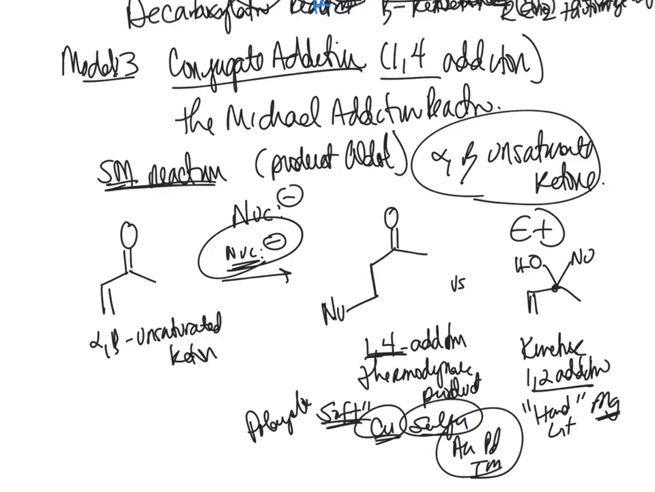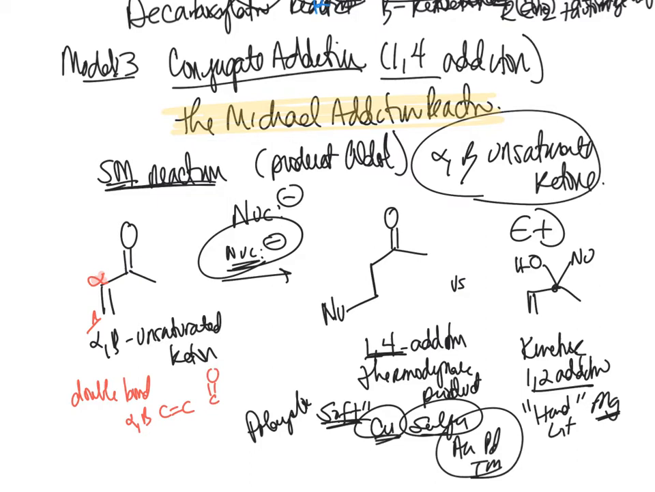All right, so let's read our problems. Consider the conjugate addition, 1,4 addition reaction shown in Model 3. What is an alternate name for this conjugate addition? Okay, so I think we already said that, right? I'll just highlight it. The Michael addition reaction. Okay. Explain why the starting material is called an alpha beta unsaturated ketone. Well, there's your alpha. And there's your beta. So you have a double bond between the alpha and the beta position next to the ketone.